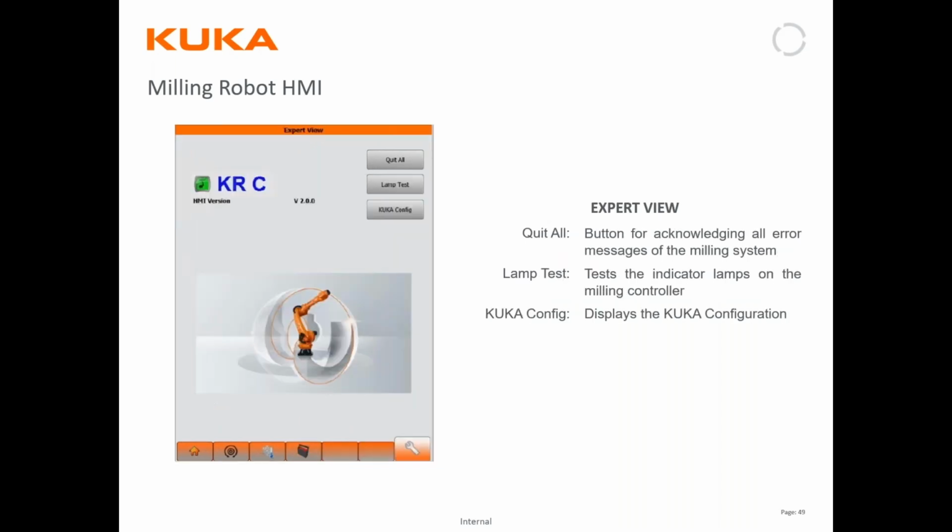The last one is the expert view. You have 3 buttons over there. Quit all is the button to acknowledge any error messages on the milling system. Lamp test is to test the indicator lamp on the milling controller, and then KUKA config will display the configuration.